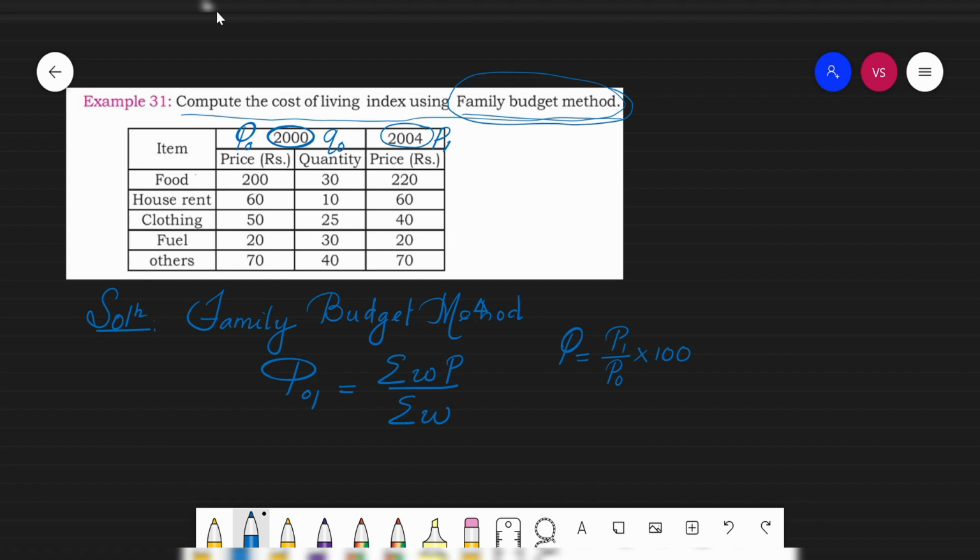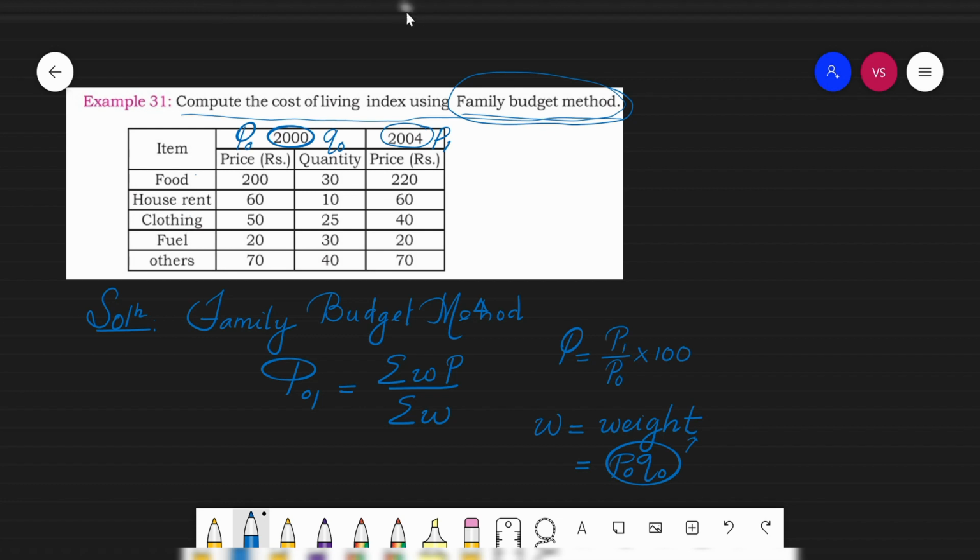The second thing that we need to find out is W. Now what is this W? W means the weights. Now, what is the base year for us? 2000 is the base year. So 2000 expenditure we can take as weight, students. 2000 expenditure in the sense it is P and Q, in other words, P naught Q naught. This can be taken as weight. These are the things that we need to follow first, students. You understanding what I'm saying?